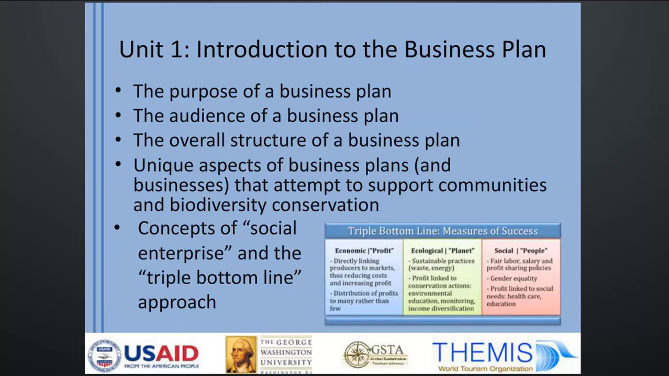These are pretty straightforward aspects that are universal to most business plans. The purpose, the audience, the structure. But what is unique about the business plans that apply to sustainable tourism and the projects that we often find ourselves working with is how those businesses can support triple bottom line objectives, things like not just economic objectives, but also ecological and social objectives. We talk a little bit about the concept of social enterprise and how that business structure lends itself to the businesses that we're often documenting.